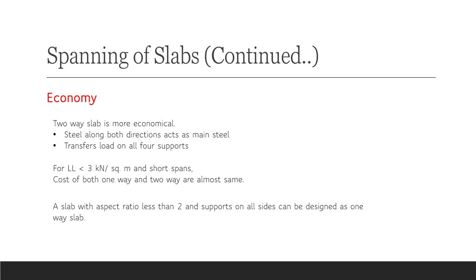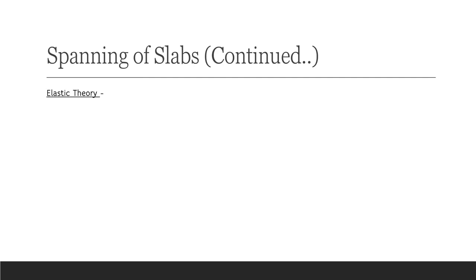A slab having supports on all sides but having the aspect ratio less than 2 can also be designed as one-way spanning across short span by providing main steel along the shorter span and only the distribution steel along the longer span. As per elastic theory, if we are providing the main steel along the shorter span and the distribution steel along the longer span, then the stiffness of slab in shorter span direction is much more as compared to the longer direction. According to principle of elastic theory, load distribution occurs depending on the stiffness, and hence the major load is transferred along the stiffer short span and the slab behaves as one-way slab.